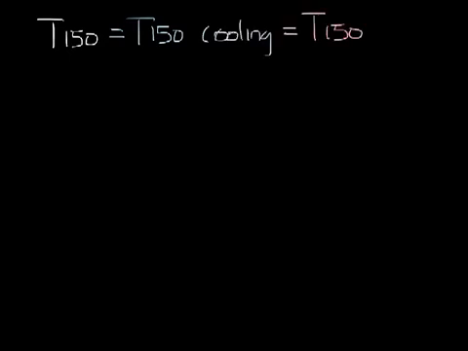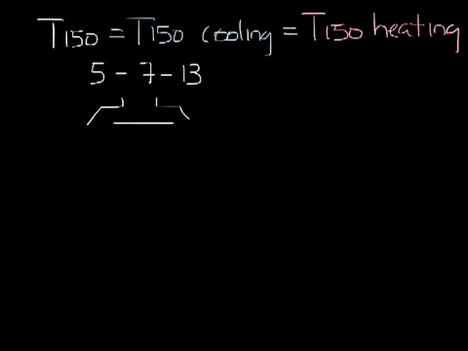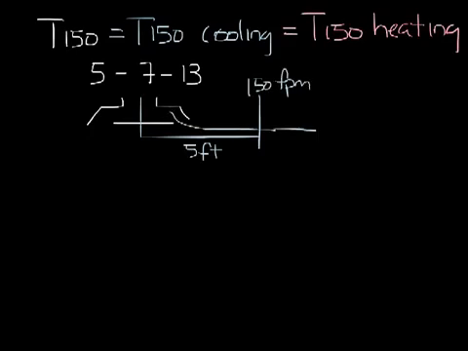Let's start with the 150 feet per minute throw. Velocities at 150 feet per minute or greater are temperature independent. That means that the throw of a diffuser is the same at 150 feet per minute regardless of whether it's isothermal, cooling, or heating air going through it. Going back to our 5, 7, 13 throw example, this means that 75-degree air, 55-degree air, and 90-degree air will all have the same velocity, 150 feet per minute, 5 feet from the center of the diffuser.